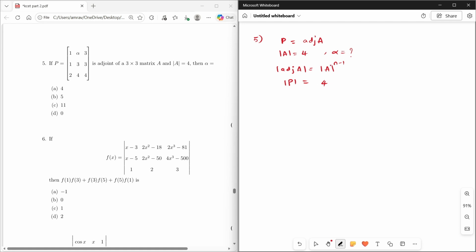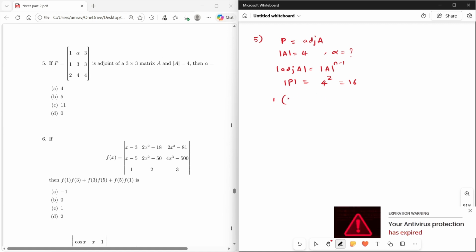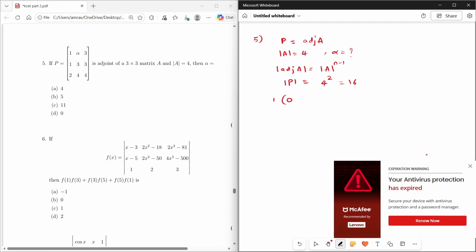N is nothing but the order of the matrix, which is 3 cross 3 matrix. So it will be 3 minus 1, which is 2. So this is equal to 16. Now find out what is determinant of P using the given matrix. It's a very easy concept which you have done in your theory exams too. So 1 into (3 4s are 12 and 4 3s are 12). So 12 minus 12, you get the answer as 0.